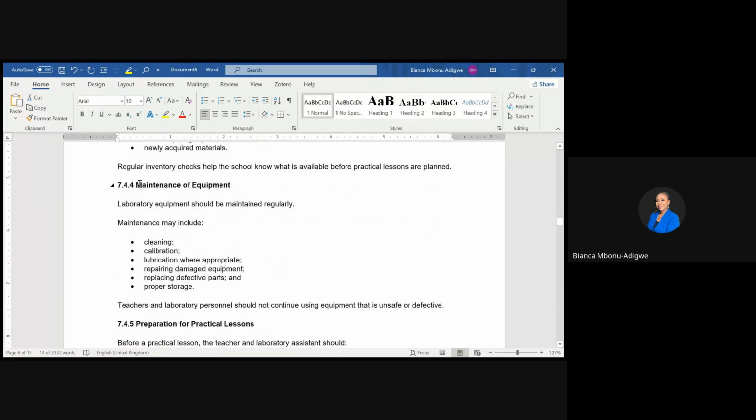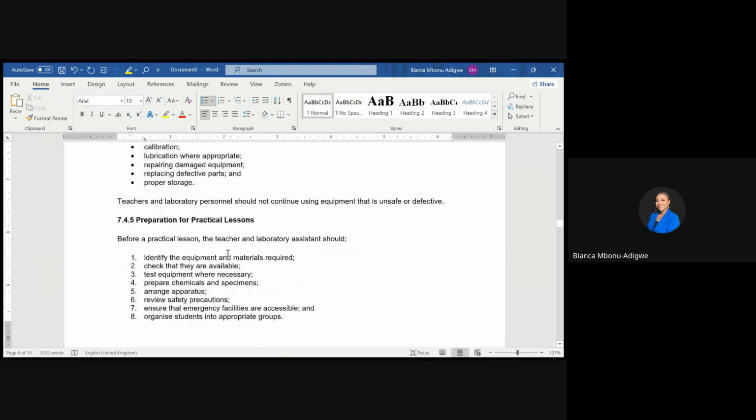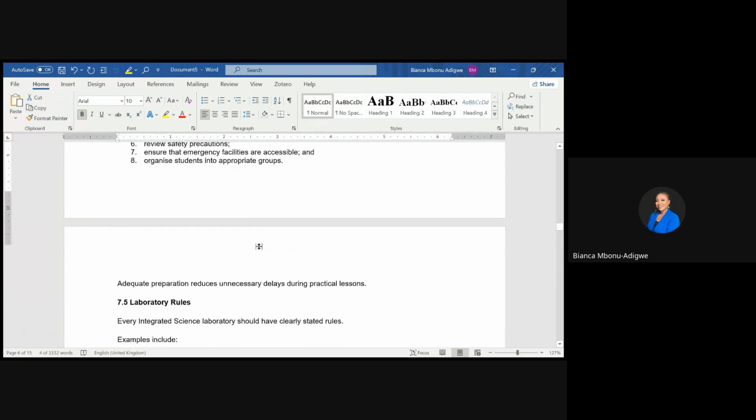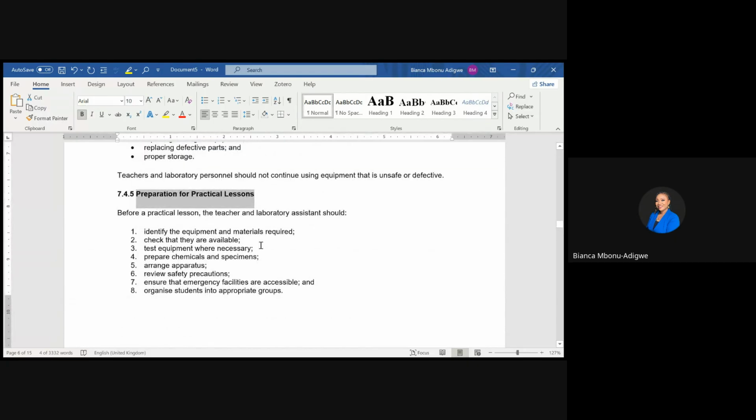So how do you maintain equipment? I'm not going to talk about this because I think it's part of the things that we'll be mentioning. How do you maintain this equipment? Cleaning, proper storage, calibration, lubrication, repairing damaged equipment, so on and so forth. I don't need to talk so much about that. Now, how do you prepare for practical lessons?